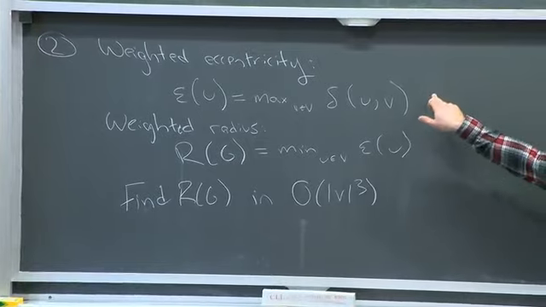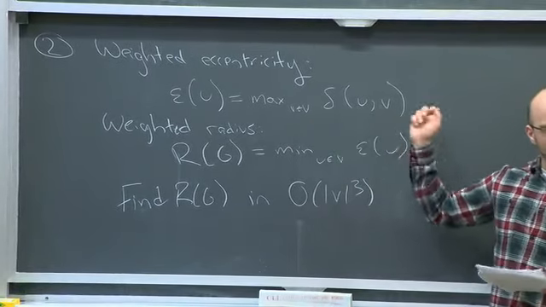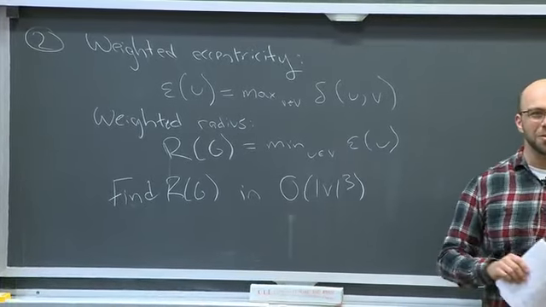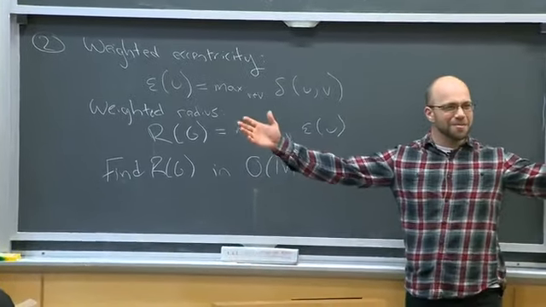How do I compute the eccentricity for every vertex? Well, I have to have the max distance away from that vertex. So what would be a simple thing to do would be to compute distances between all the possible vertices.